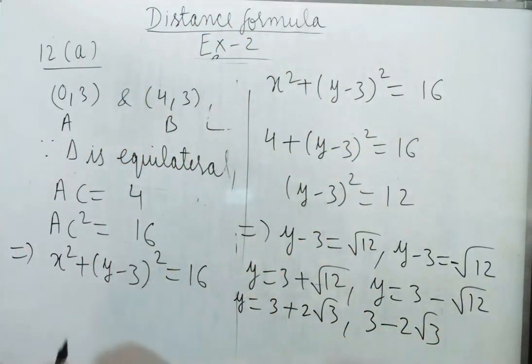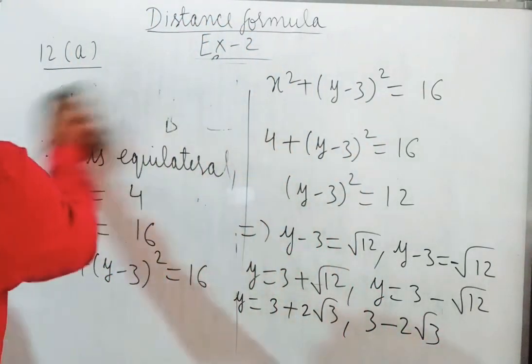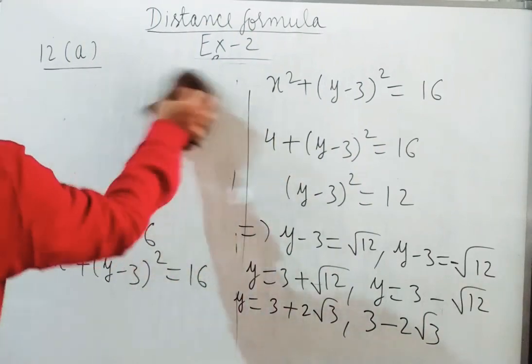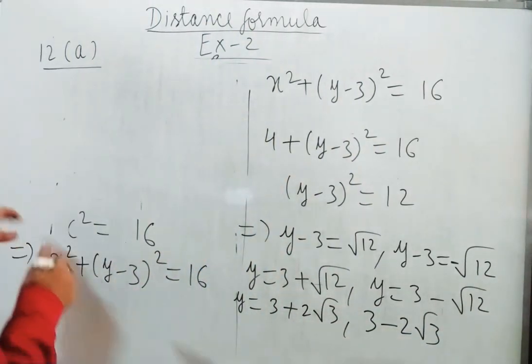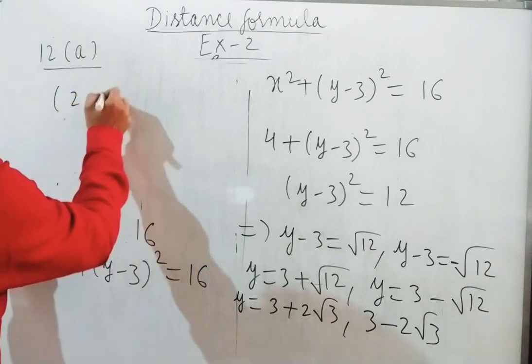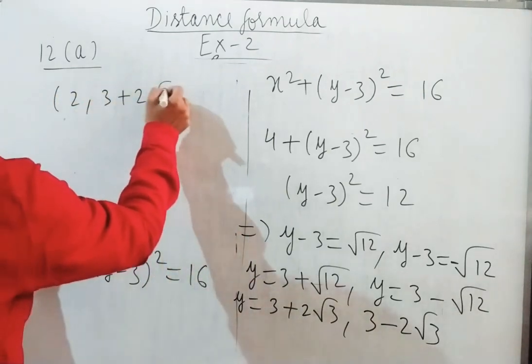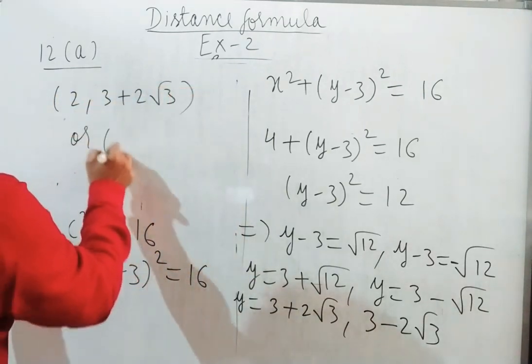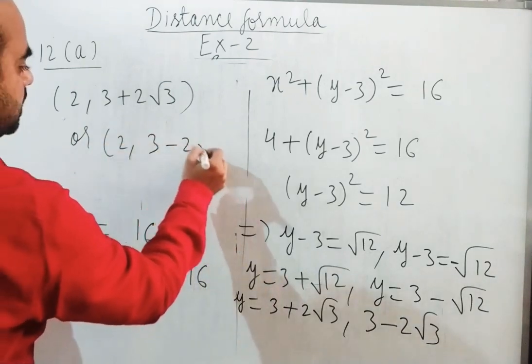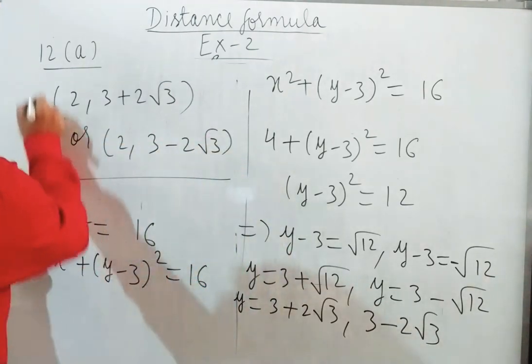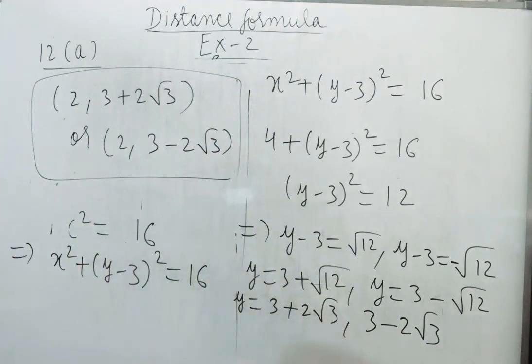Correct? So the coordinates will be, see, the coordinate can be (2, 3 plus 2 root 3) or (2, 3 minus 2 root 3). So this is the answer. Clear?